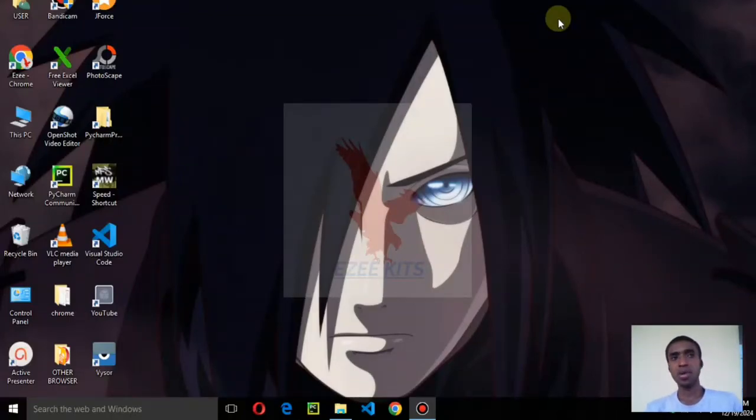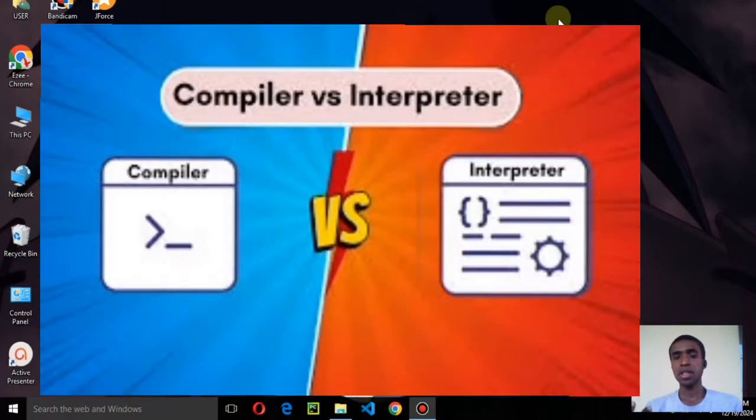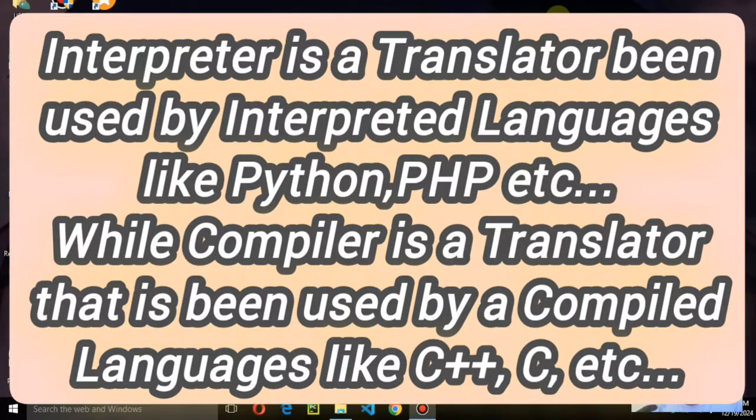Today's video we're talking about the difference between an interpreted language and a compiled language. We also talk about what an interpreter is and what a compiler is. Let's talk about interpreter. An interpreter is a translator that is being used by an interpreted language, while a compiler is a translator that is being used by a compiled language.